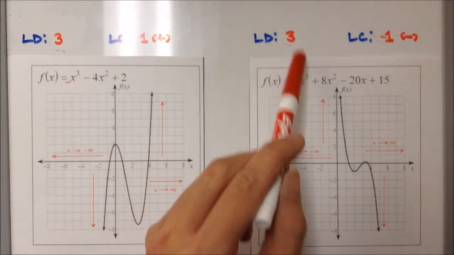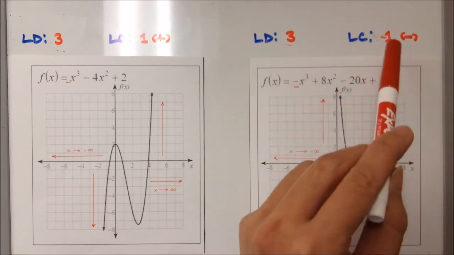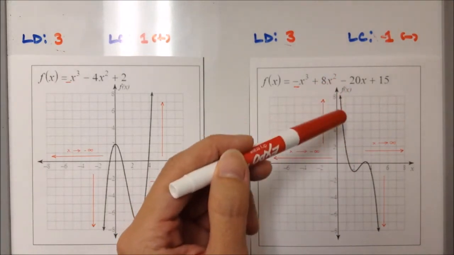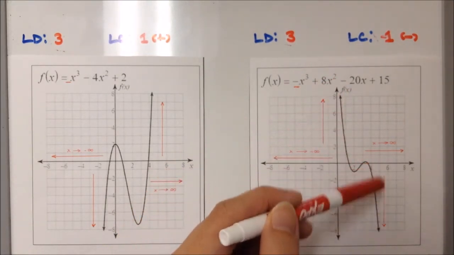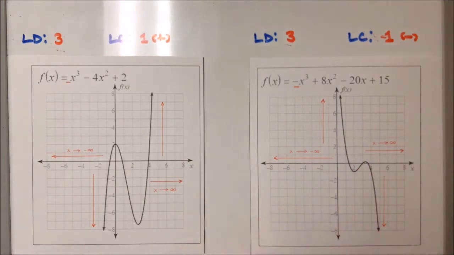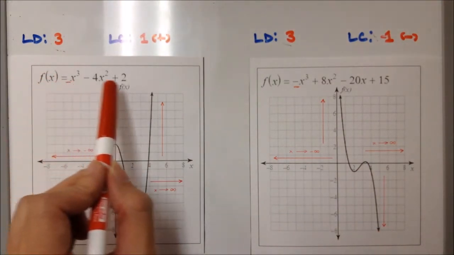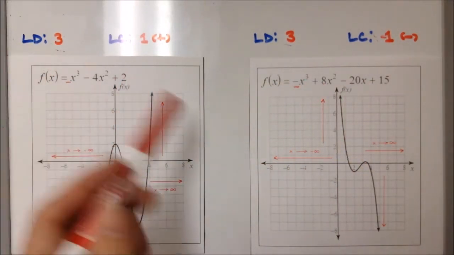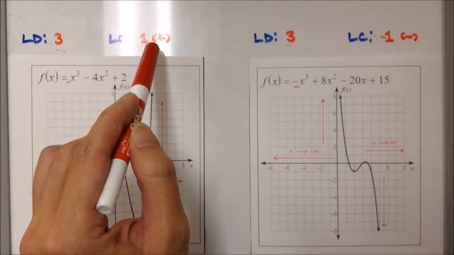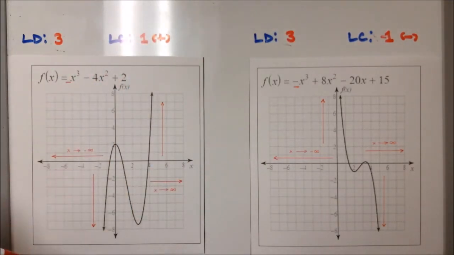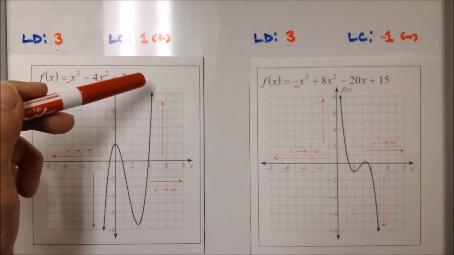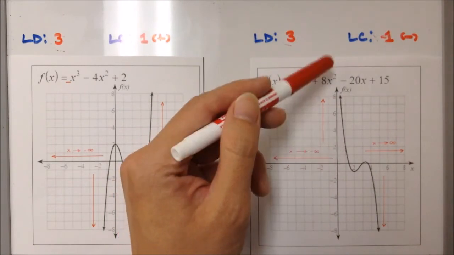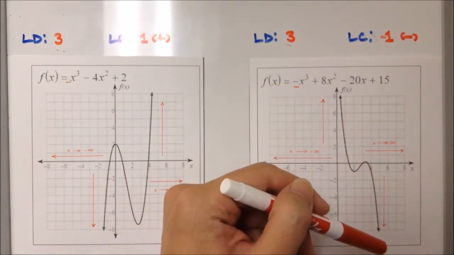Now, if your leading degree, again, is odd and your leading coefficient is negative, then the left side is going towards positive infinity and your right side is going towards negative infinity. So again, if you were given only the equations, but no graphs, you have to remember, for an odd function with a positive coefficient, left side, negative infinity, right side, positive infinity. Negative coefficient, left side, positive infinity, right side, negative infinity.